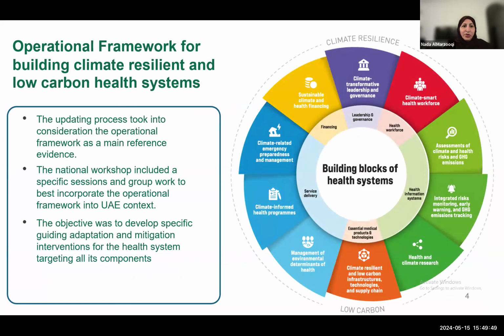We had depended on the operational framework for building climate resilient and low carbon health systems, on the 6 blocks and the 10 components, to update our national framework. The national workshops included specific sessions and group work to best incorporate this operational framework into the UAE context. And the objective was to develop specific guiding adaptation and mitigation interventions for the health system, targeting all of its components.